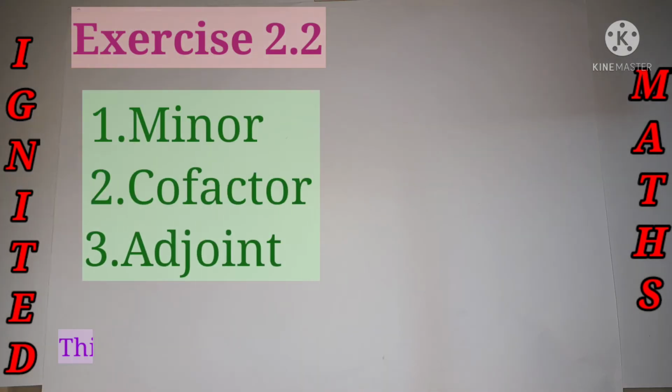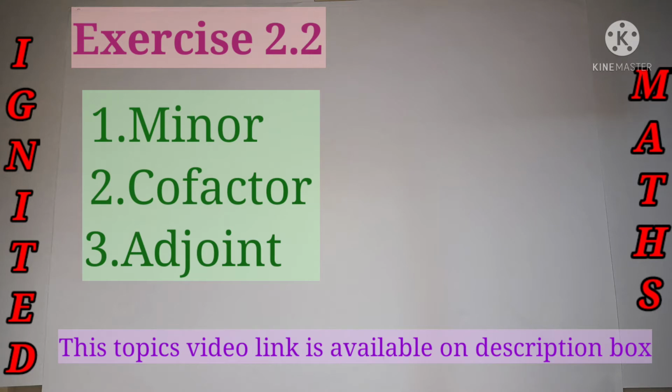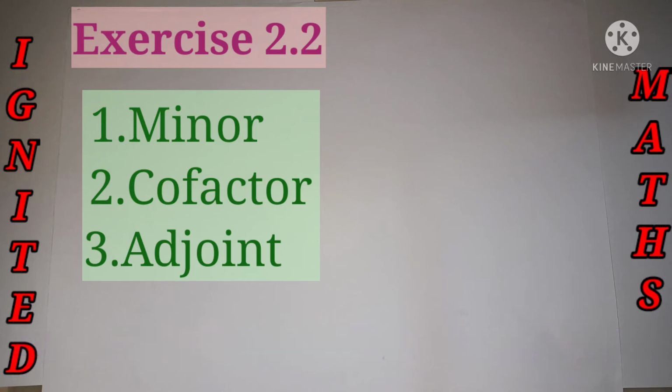Now to exercise 2.2, here is a short recap for doing it, which is based on the minor of the matrix, cofactor of the matrix, and adjoint of the matrix. We have already done all these things in the 11th standard: how to find the minor elements and cofactor elements. I'll make sure to post the video also. It's just a short recap of the 11th standard, one step more.